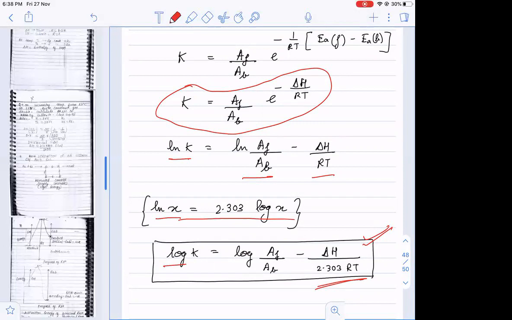So before doing that, just complete these 3 or 4 lines of derivation more. Then we'll move to the Van 't Hoff equation. Please write these 4 lines: starting from K is equal to AF by AB e to the power minus delta H by RT, then ln K, and then finally the expression in log K.